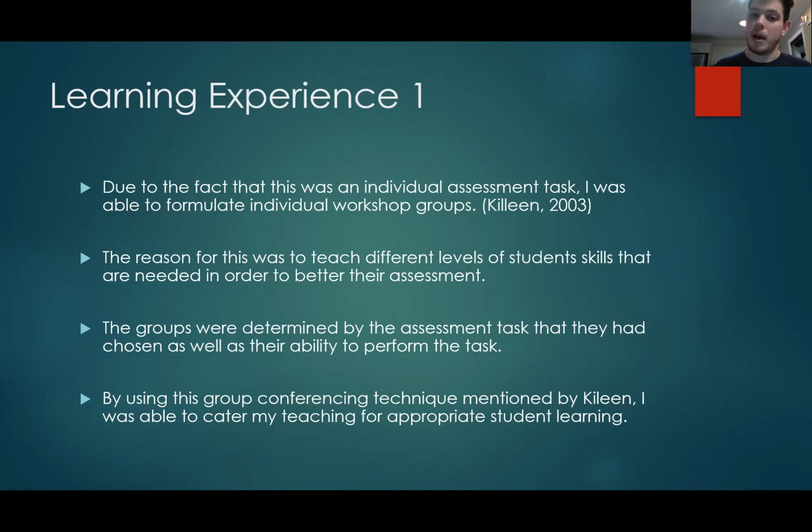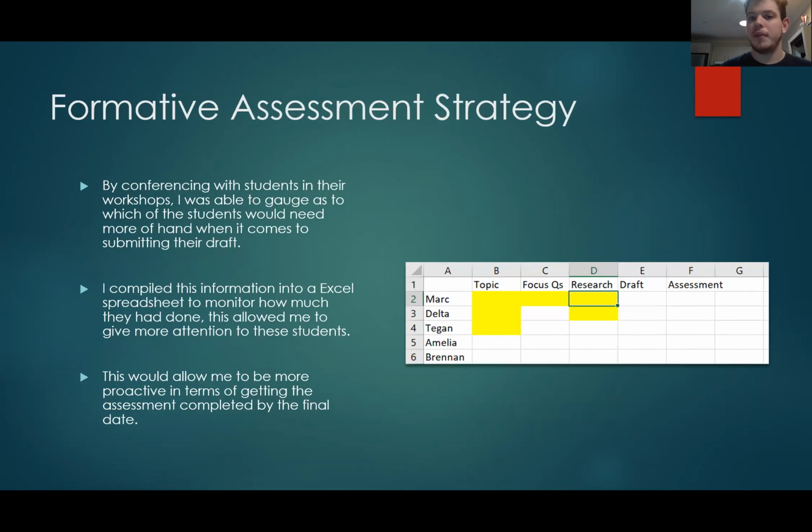And this was done just by conversation, and I knew which students were going through this assessment with flying colours and which were struggling and needed a bit more help. But by using this group conferencing technique mentioned by Killeen, I was able to cater my teaching for appropriate student learning. My formative assessment strategy post-conferencing with the workshops was done in an Excel spreadsheet. As you can see to the right here, highlighted in yellow is what I observed as to how they were progressing with their learning and with their assignments.